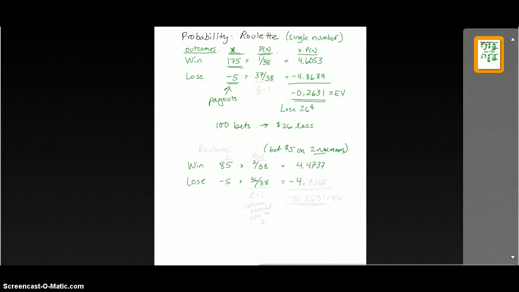When I multiply those again, the x times p of x, I get 4.4737. If I lose, it's negative 4.7368. Then when I sum that column down to get the expected value, it's negative 0.2631. So that's my expected value every time I go to bet the $5 on 2 numbers. The interesting thing is that the number is exactly the same as when I'm doing a single number as opposed to two numbers.